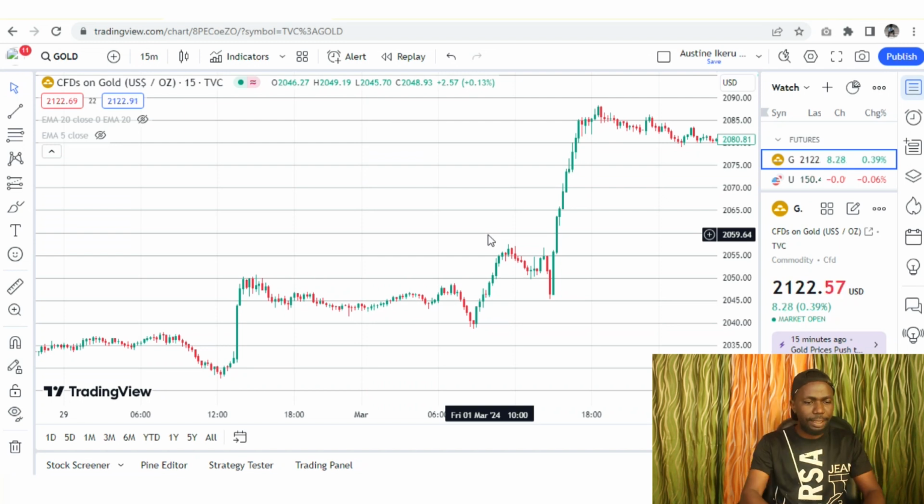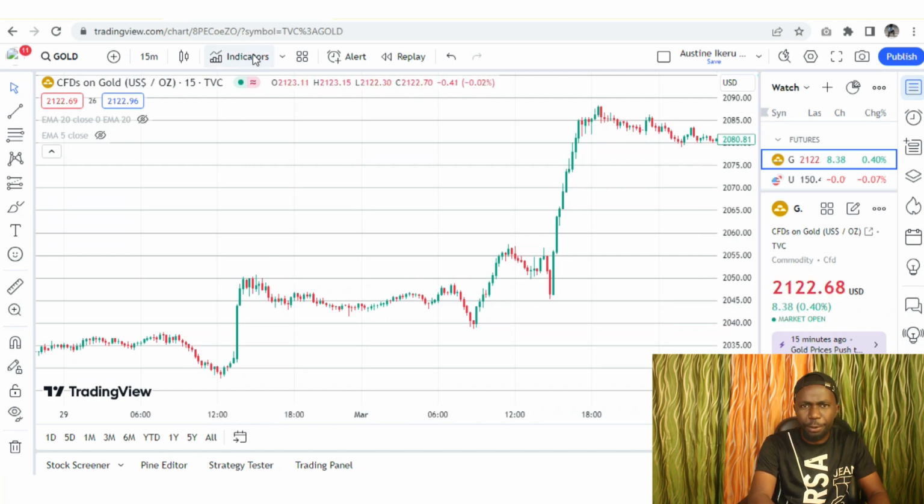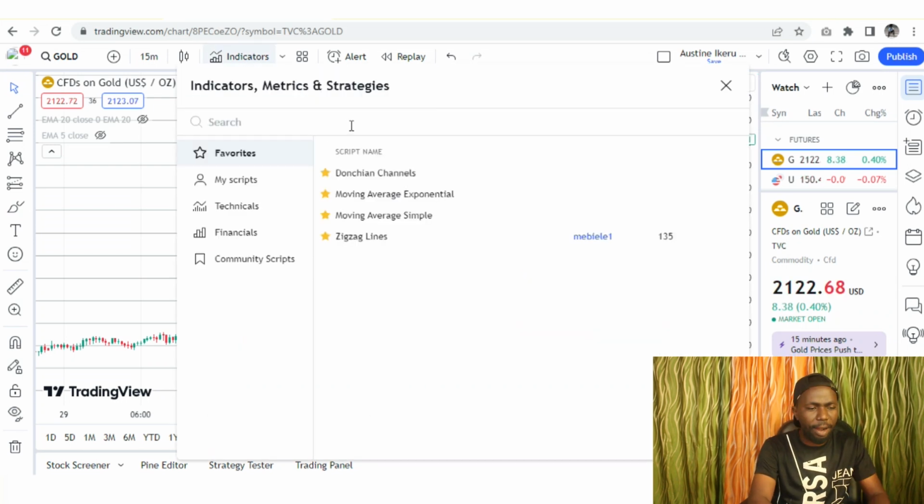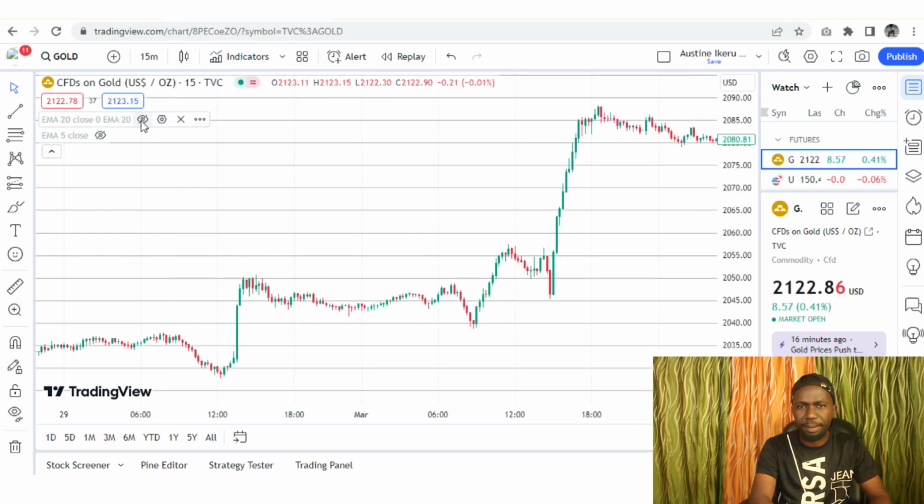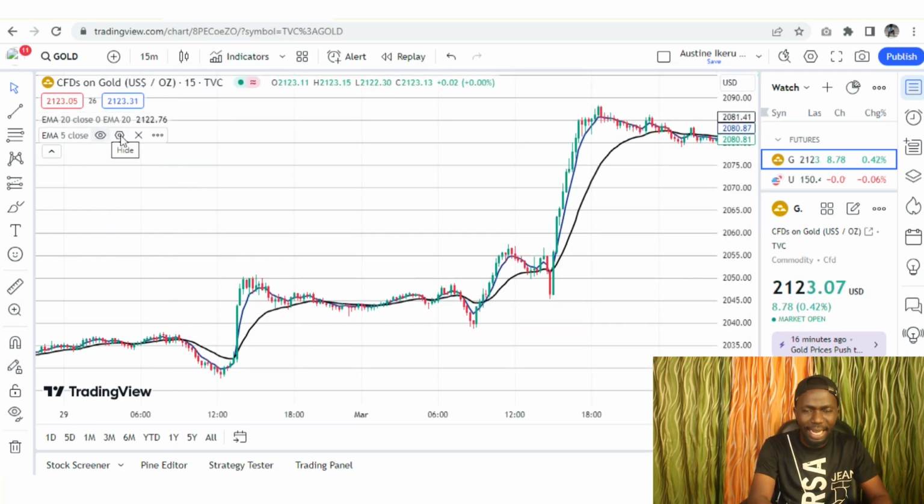So what I do is I use two moving averages, the slower and the faster. If you want to do that, you simply go to indicator and then you type in moving average exponential. This is it. You double click it and it will pop out on the chart. I'll make it visible. So these are the two moving averages that I'm talking about. The black line is the 20 EMA, while the blue line is the 5 EMA.